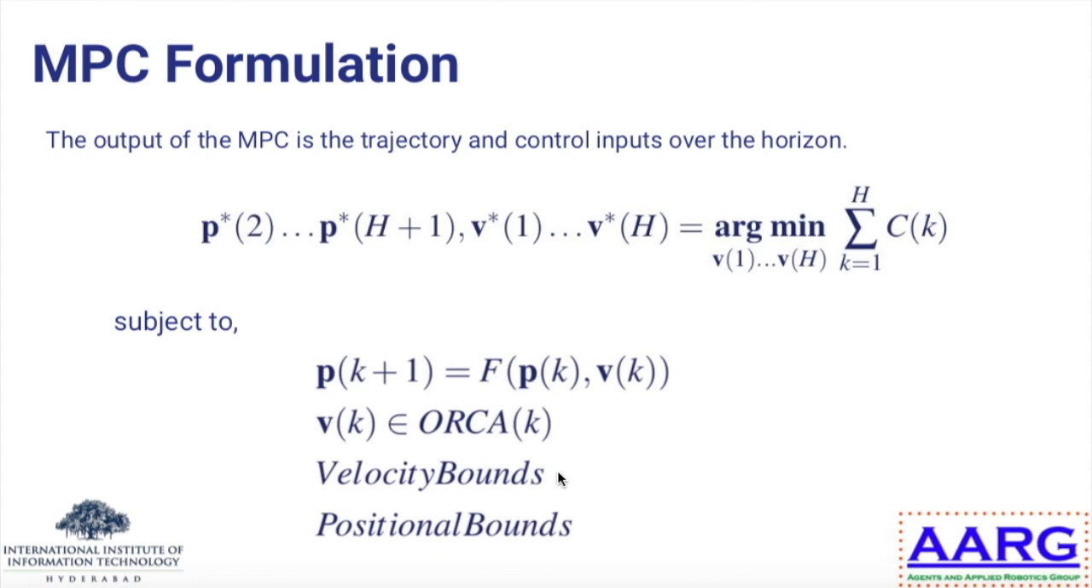The output of this MPC is the trajectory and control inputs over the planning horizon. And finally, the formations share their predicted trajectories with other formations. So our task is to construct this convex region ORCA of k for each step k of the horizon.